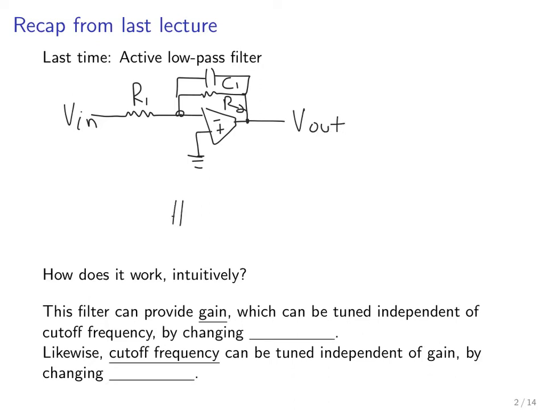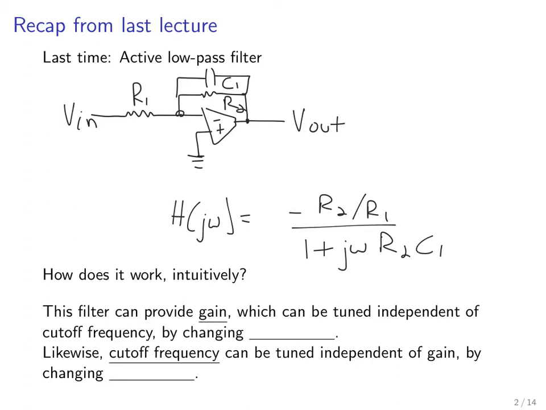Okay, and then the transfer function for this can be written as minus R2 over R1 divided by 1 plus j omega R2 times C1. You can get this transfer function simply by taking the typical inverting amplifier ratio of the feedback to input resistances and plugging in the impedances instead of those resistances, the parallel impedance of C1 and R2 and the input resistance R1. And then you can rearrange that to get this expression.